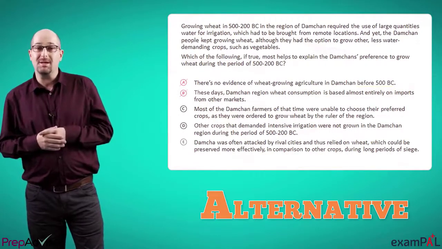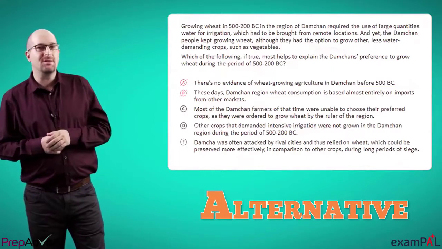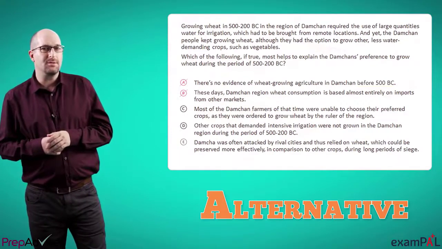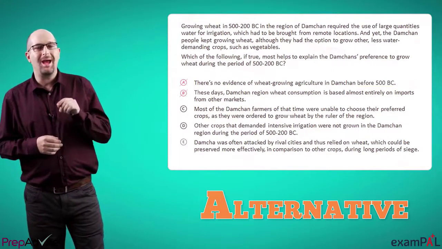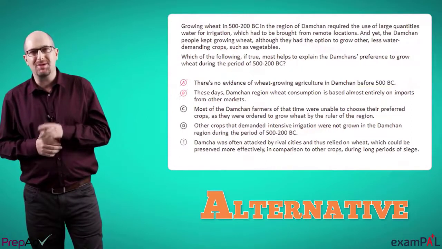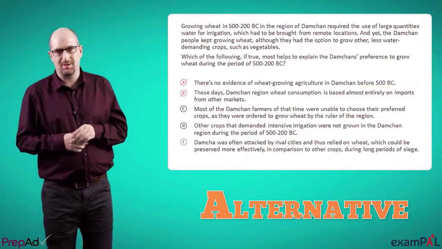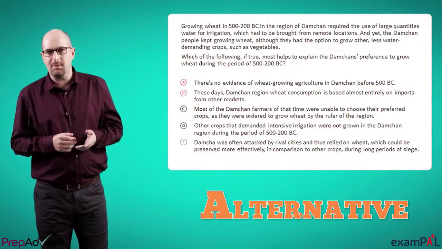C looks promising. It tells us the reason the farmers planted these crops. But wait, we're asked why the Damchan people in general made this choice. And the ruler is part of the people.